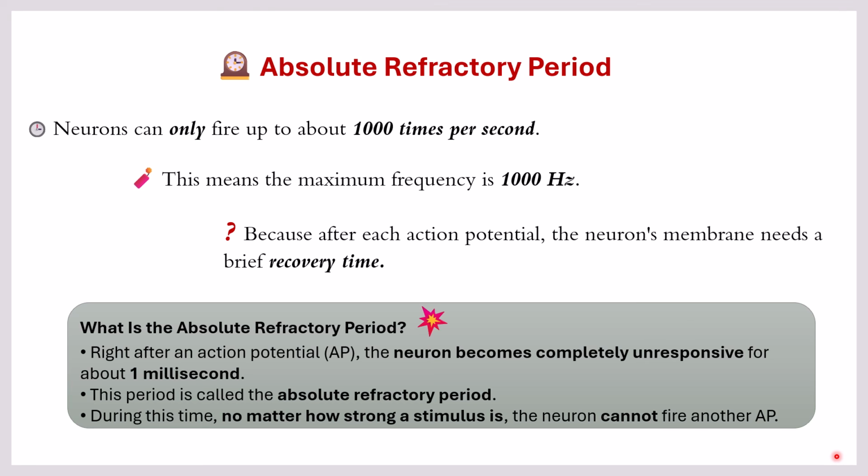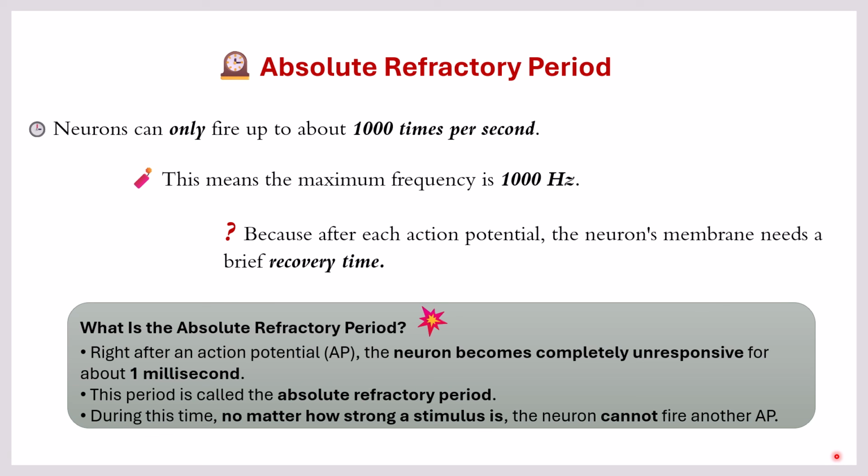Another metaphor for this mechanism is thinking of a camera flash. We can think of the neuron as a camera flash. When we use a camera with a flash, we press the button and the flash fires. But after that, we have to wait a moment for the flash to recharge. We can't take another photo with flash immediately. That recharge time is like the absolute refractory period for a neuron.